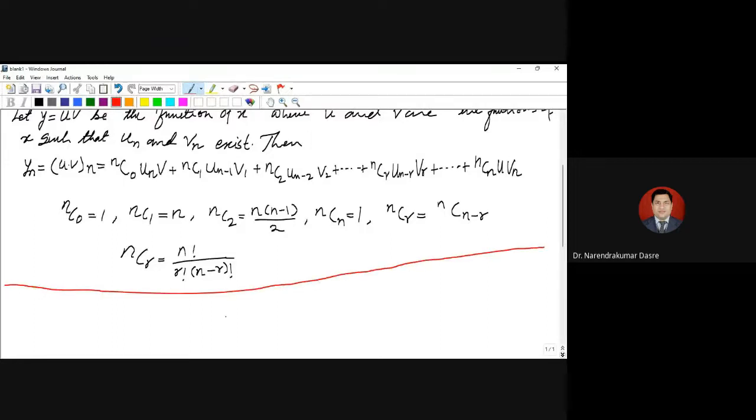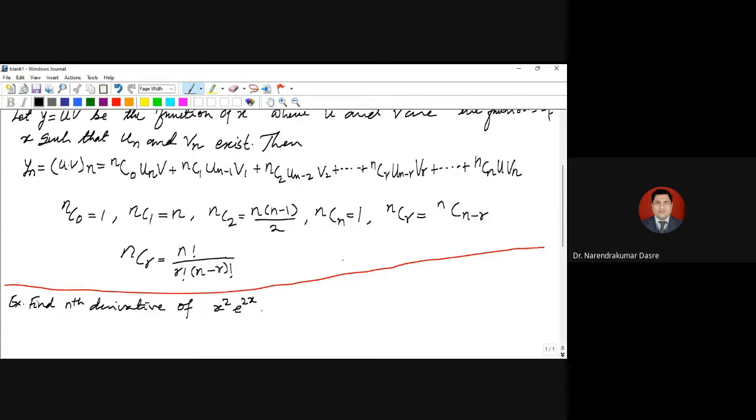Let's have the example. Find the nth derivative of x square into e raised to 2x. We want to find the nth derivative of this function.